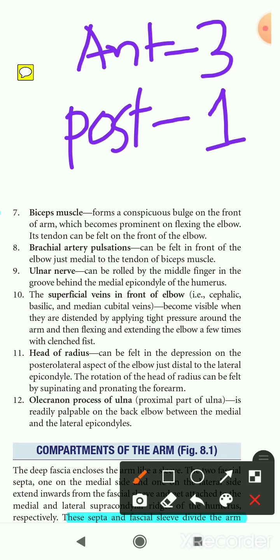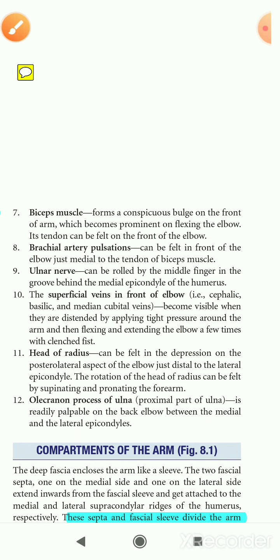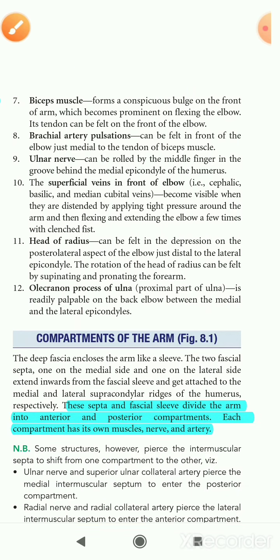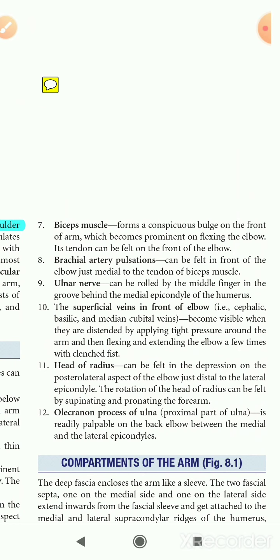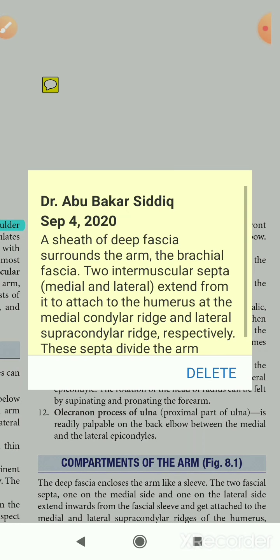Now the question is how we divide these compartments. That means, what is the determinant of these compartments? We divide the arm into anterior and posterior compartments on the basis of fascia and septa. So what are these?